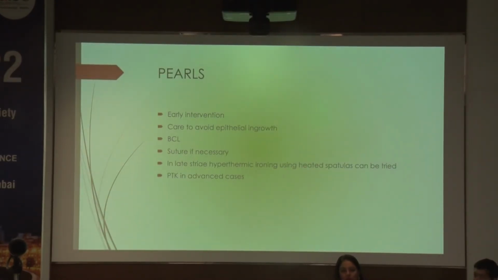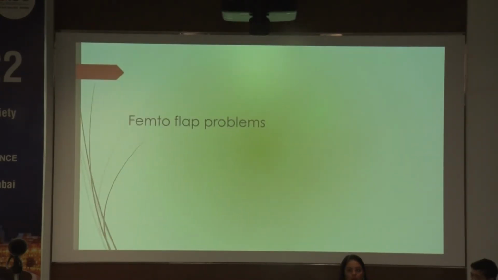So the pearls are early intervention, care to avoid epithelial ingrowth, apply a suture if necessary, bandage contact lens. And in late striae, you can use hyperthermic ironing using heated spatulas. And in patients with very severe striae not responding to conventional treatment, you can do a PTK. Okay, I think I'll just stop with this.